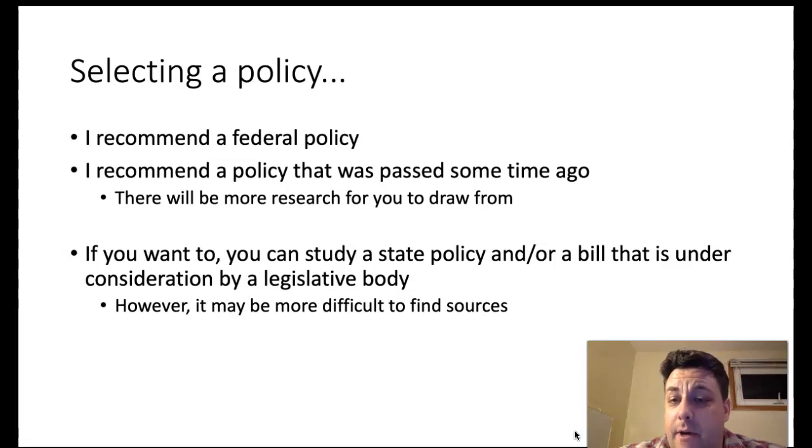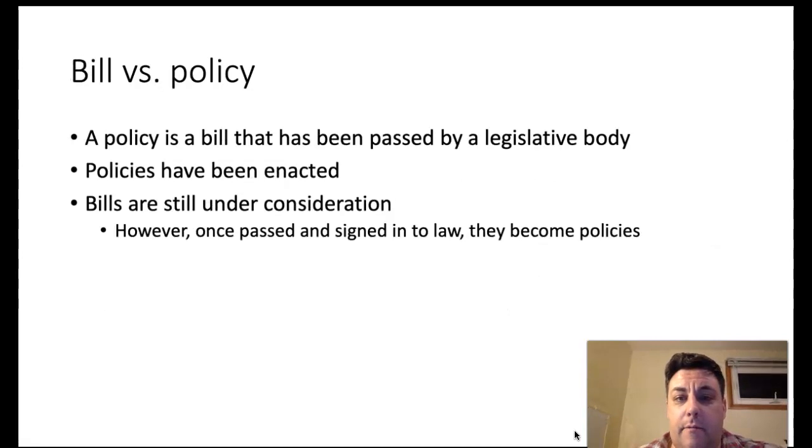You could study a state policy if you want to. You could also study a bill that's under consideration by some legislative body. However, this is certainly the case with state policies and with bills: they just haven't been studied a whole lot, so it's going to be a little more difficult to find sources. It's not impossible, and if you're really interested in studying one of the state policies, like marijuana legislation, for example, there are places that you can look for sources. And that's stuff that we could talk about either over email or over the phone or something like that.